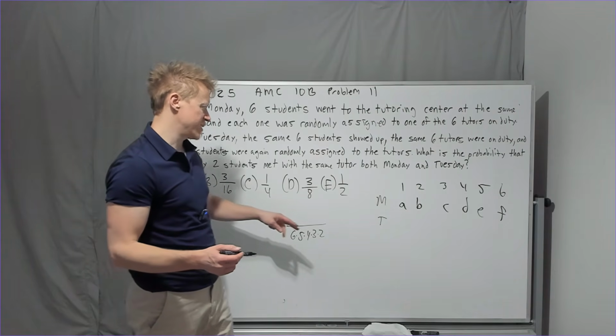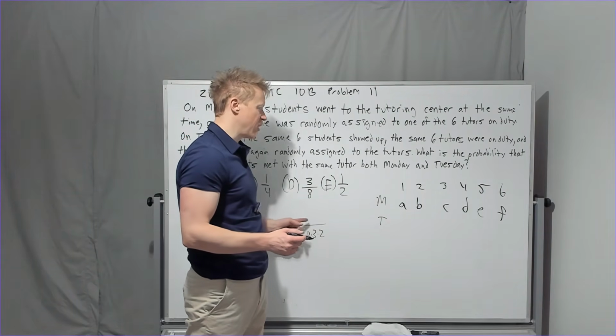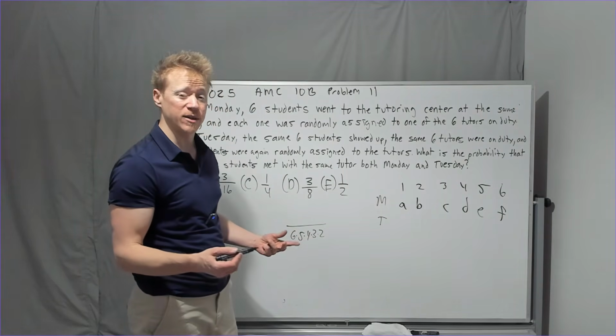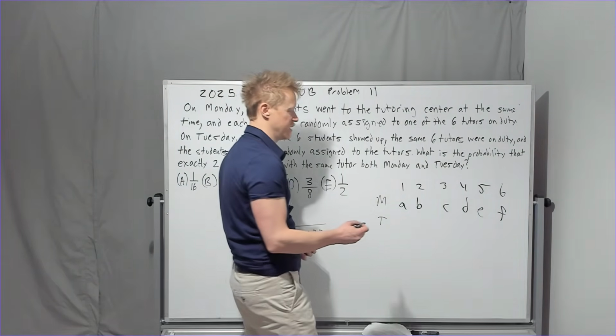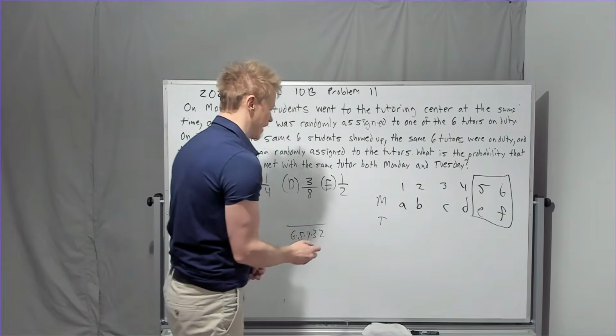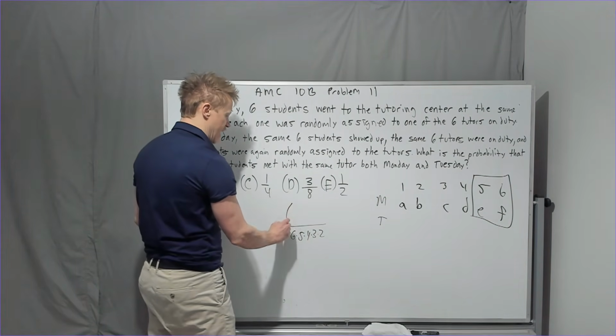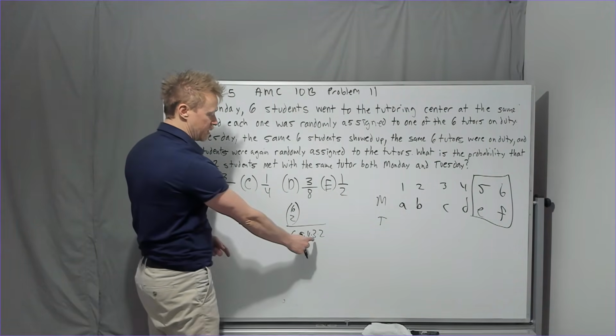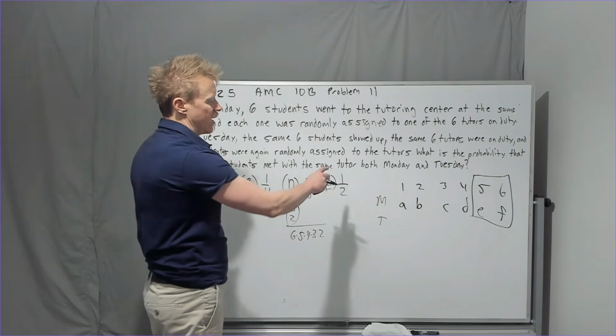So I'm going to say that there are 6 choose 2 ways to decide which students are at the same location. I'm going to go ahead and say that it's E and F that get the same tutor over here that they had on Monday. That of course is 15. It will eventually cancel with this.